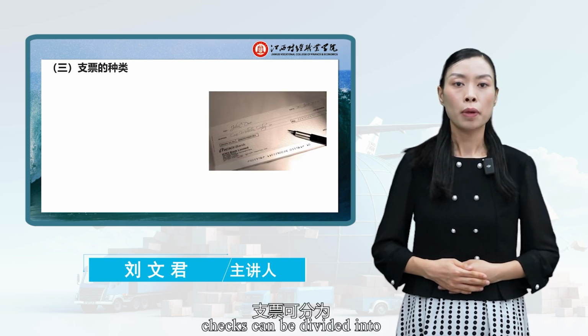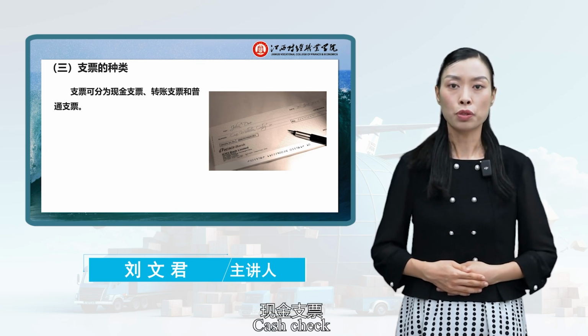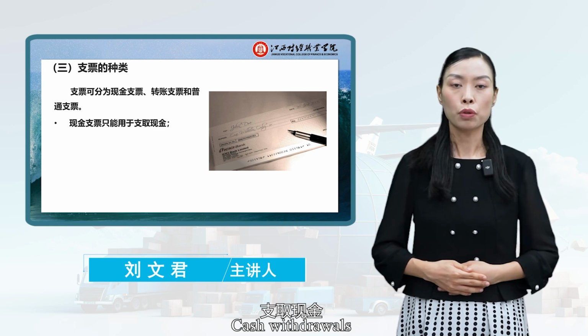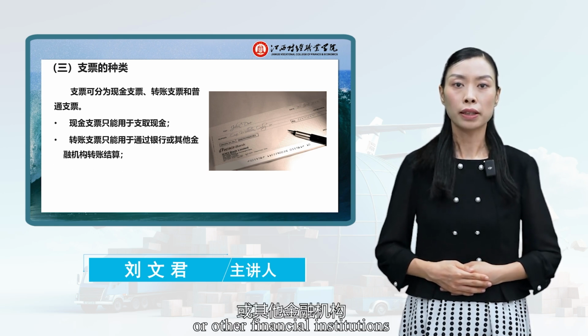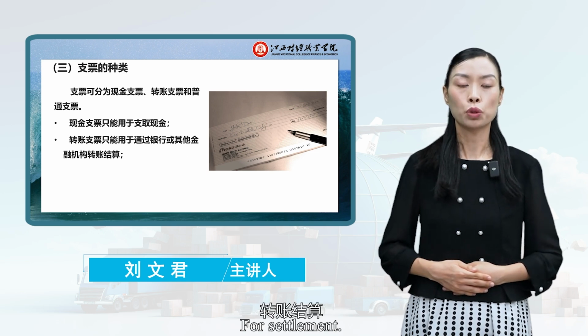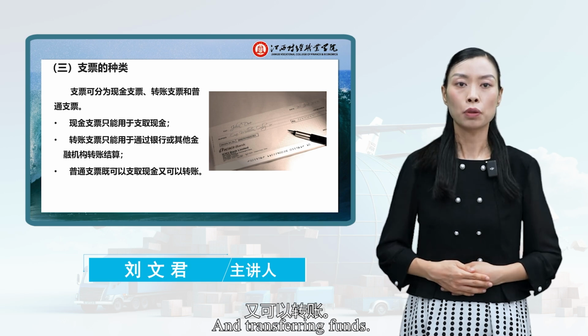Checks can be divided into cash checks, transfer checks, and ordinary checks. Cash checks can only be used for cash withdrawals. Transfer checks can only be used through the bank or other financial institutions for settlement. A general check can be used for both withdrawing cash and transferring funds.